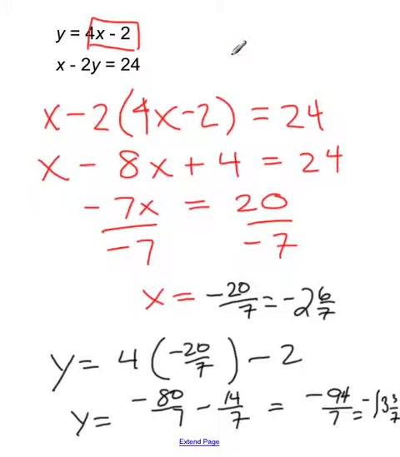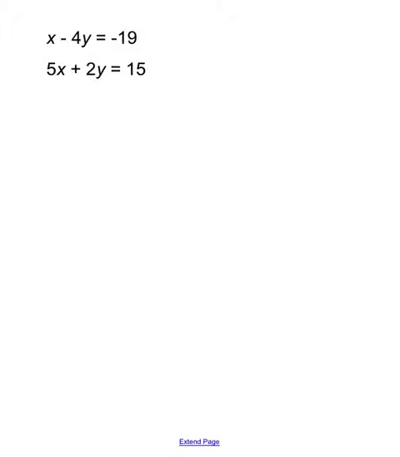So kind of a messy answer, but my answer is finally, I'm going to write it in an ordered pair, negative 2 and 6/7, comma, negative 13 and 3/7. Imagine if you graphed that, that would have been tricky. Okay, let's try another one. Maybe this one will work out a little bit nicer, more even.